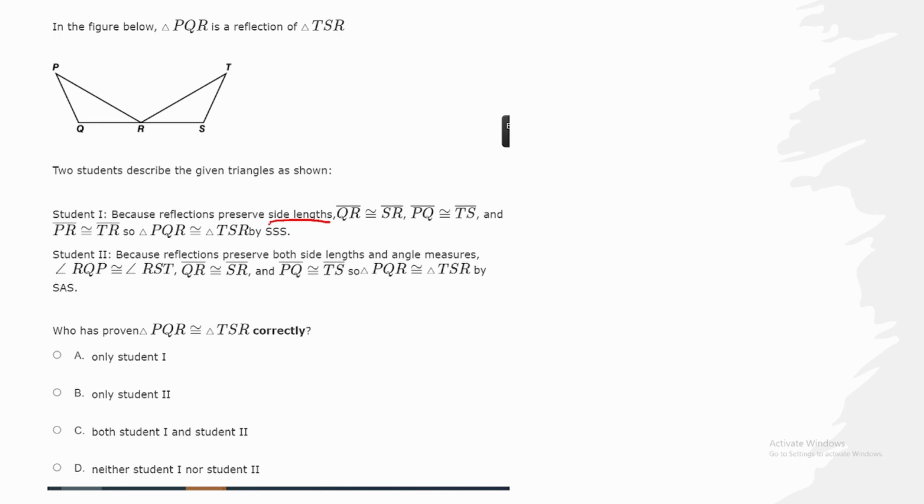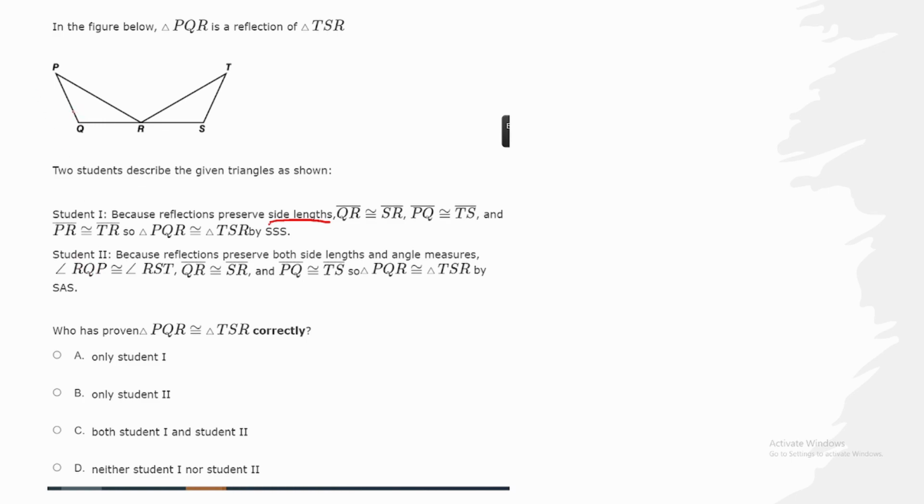It says angle RPQ is congruent to angle RST, QR is congruent to SR, and PQ is congruent to TS. So triangle PQR is congruent to triangle TSR by side, angle, side. For this one, the only thing we have to make sure is that they're in the right order. There is a side, an angle, and another side, but let's make sure they're in the proper order. So let's mark things off.